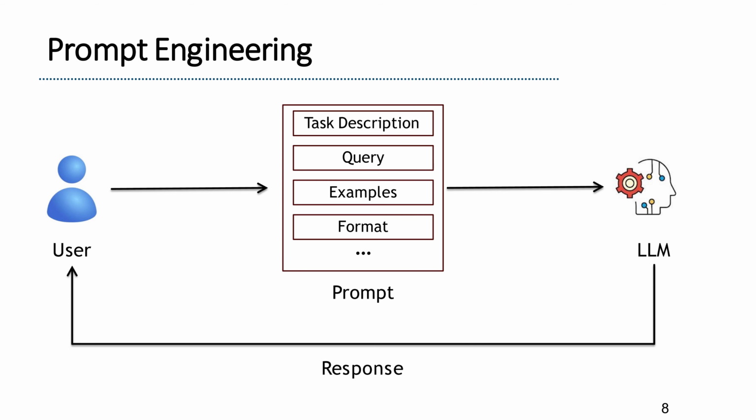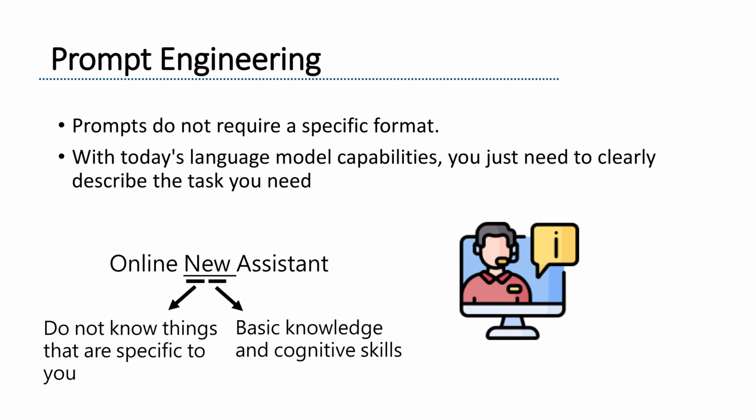Given today's language models' capabilities, you just provide clear and specific instructions. Think of the large language model as your online new assistant. It has very basic knowledge and cognitive skills to process the information. But at the same time, it doesn't know things that are specific to you. So you have to be very specific and clear about your request.